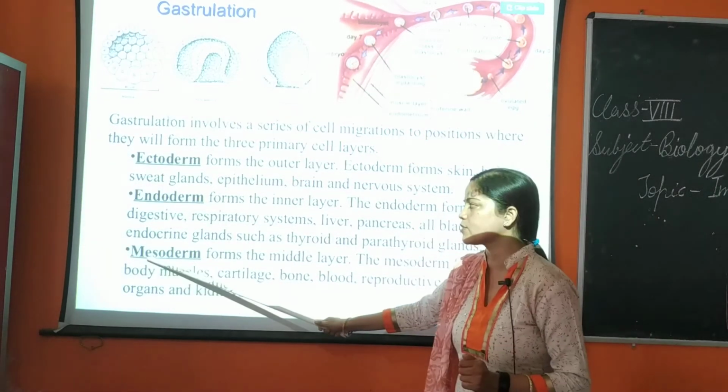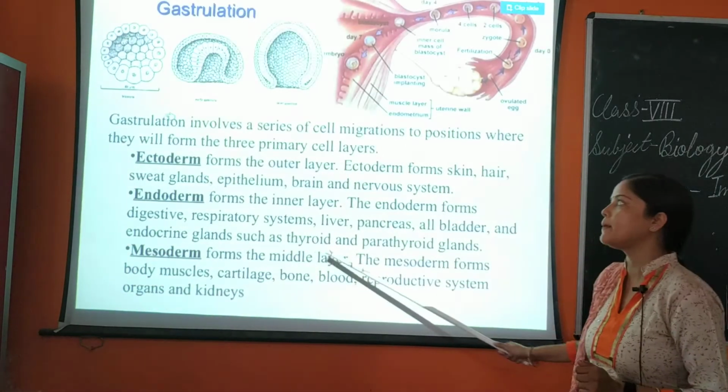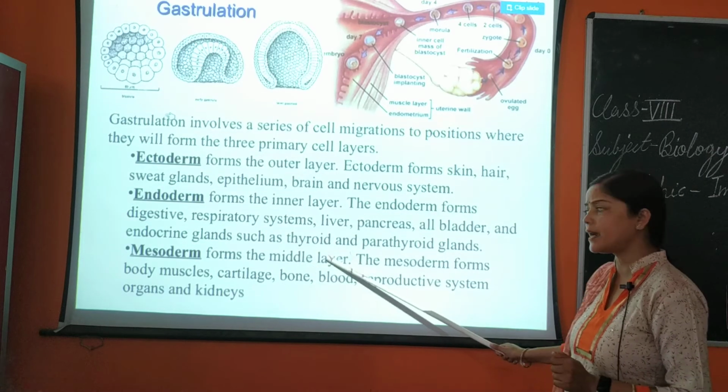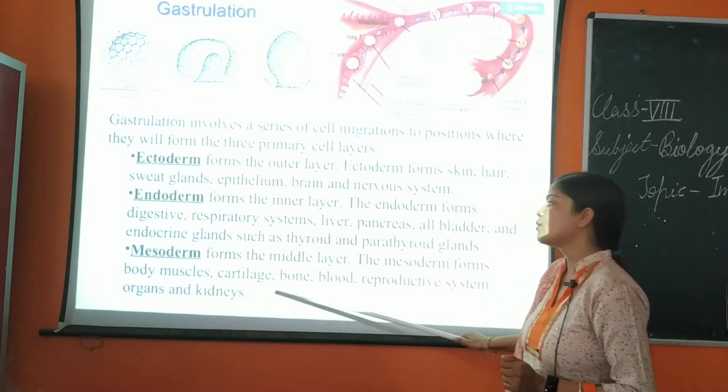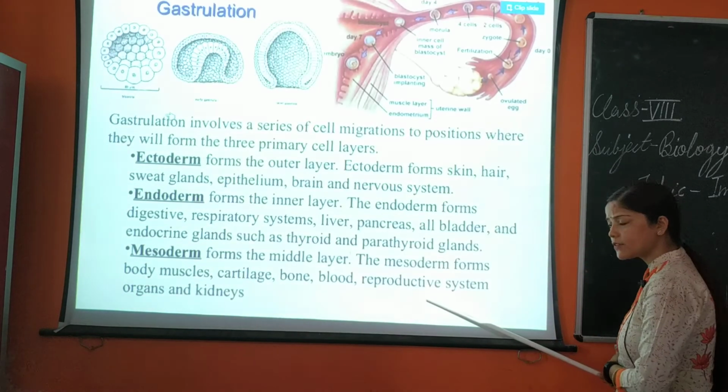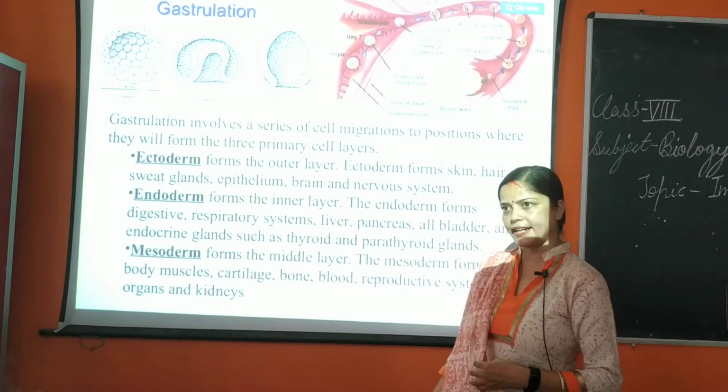Now comes mesoderm. Mesoderm forms the middle layer. And the mesoderm forms the body muscles, cartilage, bone, blood, reproductive system organs, and kidneys.